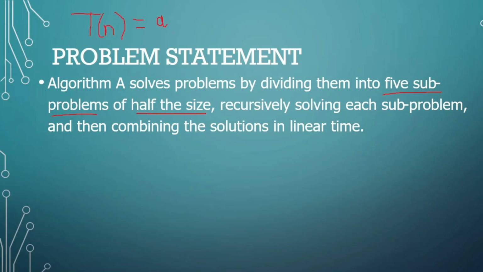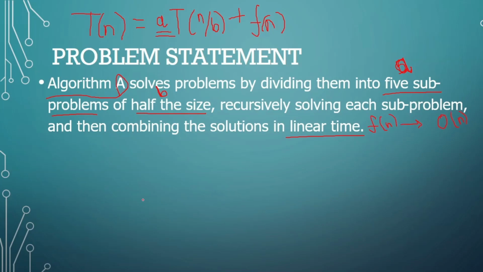So T(n) = aT(n/b) + f(n), okay? In this first algorithm A, we're saying that this algorithm is a divide and conquer algorithm. It solves the problem by dividing it into 5 sub-problems. Remember, a is the number of sub-problems, so instead of 5, this here would be a. Next, the problems are half the size, so b would be 2. Then recursively solving and combining the solutions in linear time. So this is f(n), and linear time just means O(n).